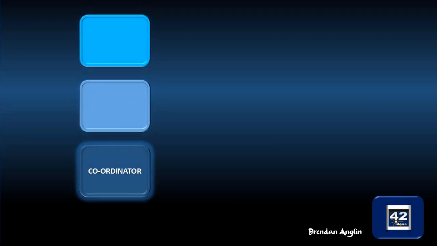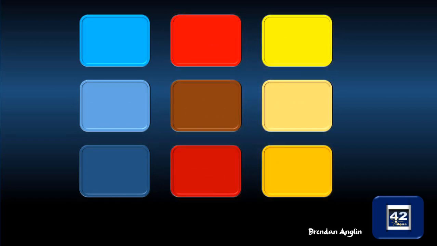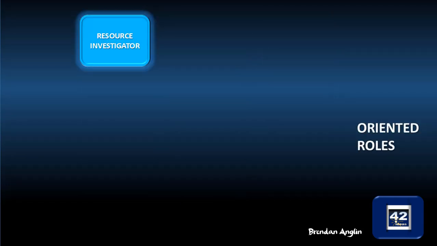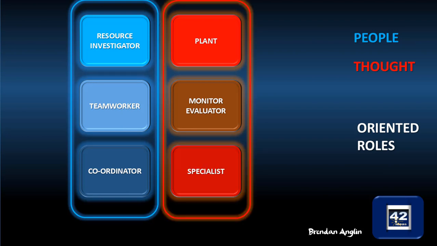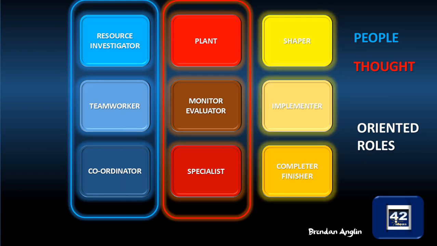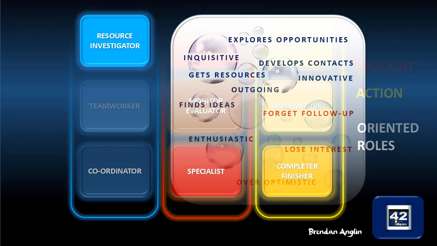These 9 roles are divided here, and we'll look through them in a little bit more detail in a moment. First of all, we look at the people-oriented roles. These 3 are resource investigators, team workers, and coordinators. The next 3 that we're going to look at are the thought roles. And the final 3 are the action-oriented roles. That one there in the middle in thought, the specialist, was the one that was added later on. So let's start by looking at the first 3, specifically the resource investigator.